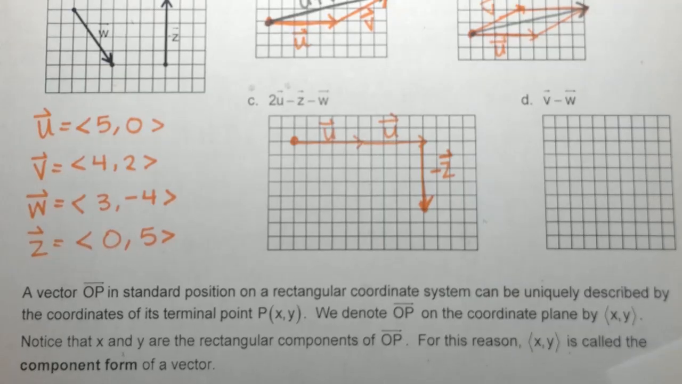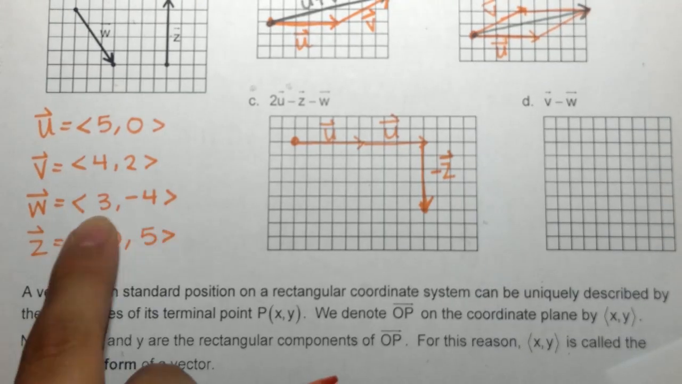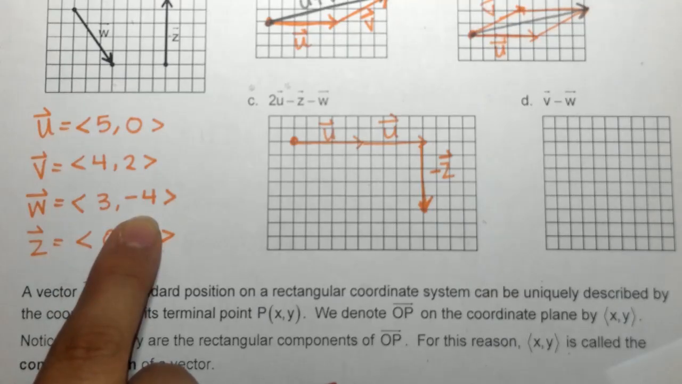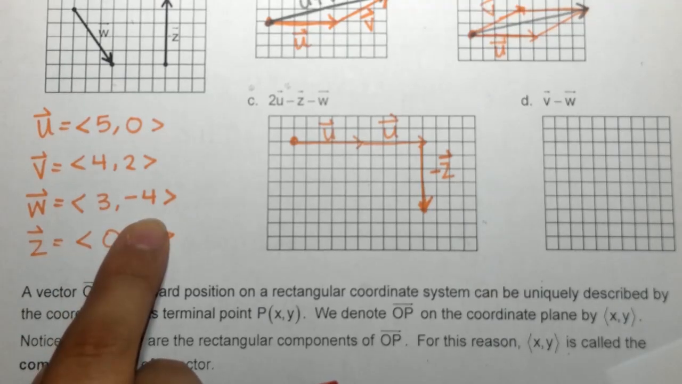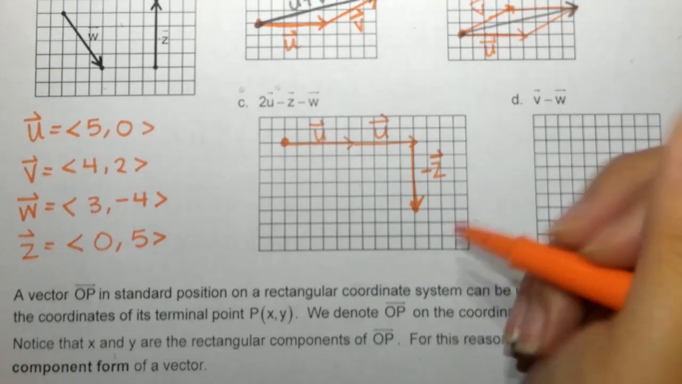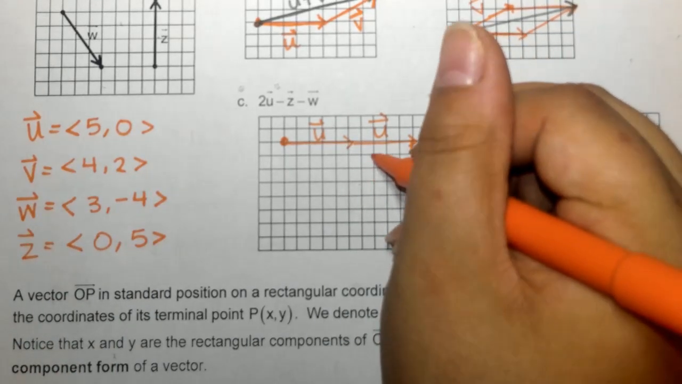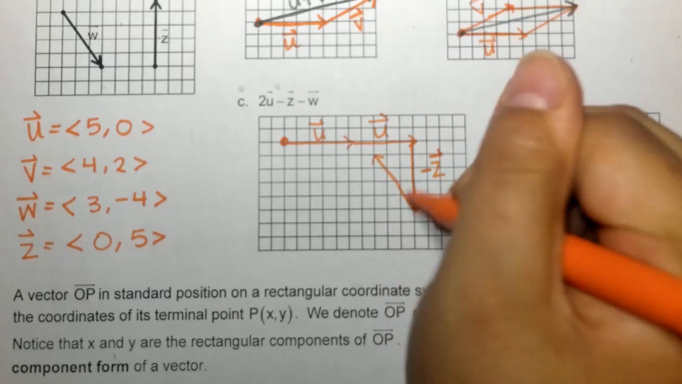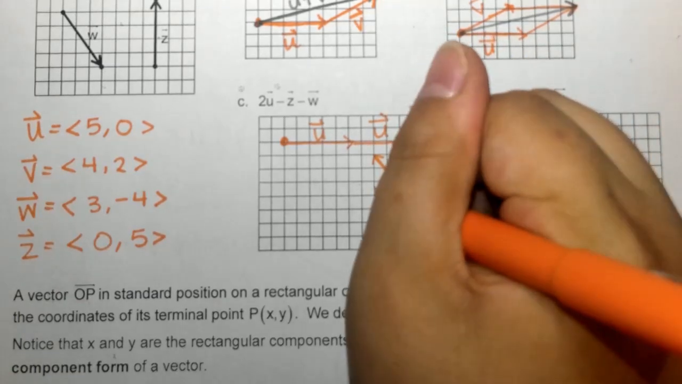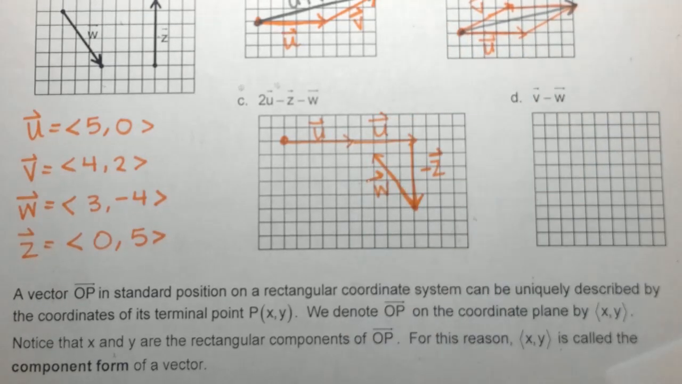Last but not least, we have negative vector w. W is 3, negative 4. If I make that negative, what's going to happen? Negative 3, positive 4. So it'll go left, 1, 2, 3, up, 1, 2, 3, 4. Again, use your badge if you need straight lines.